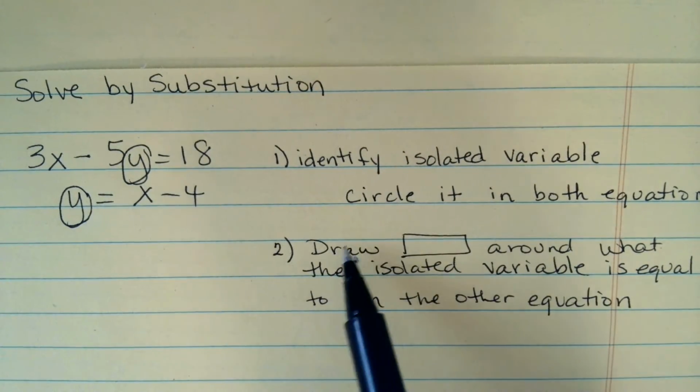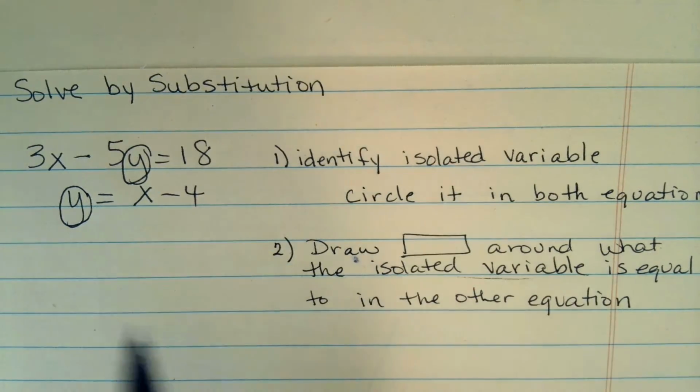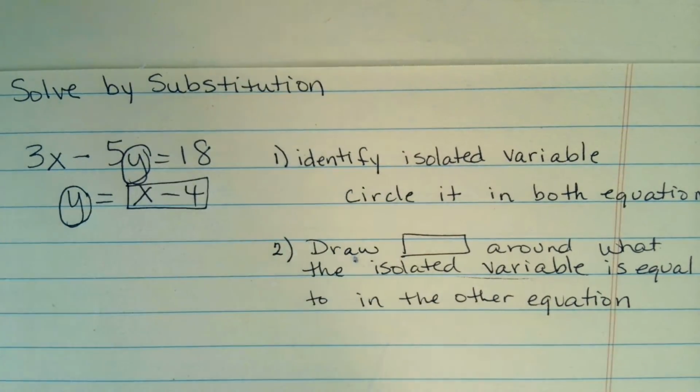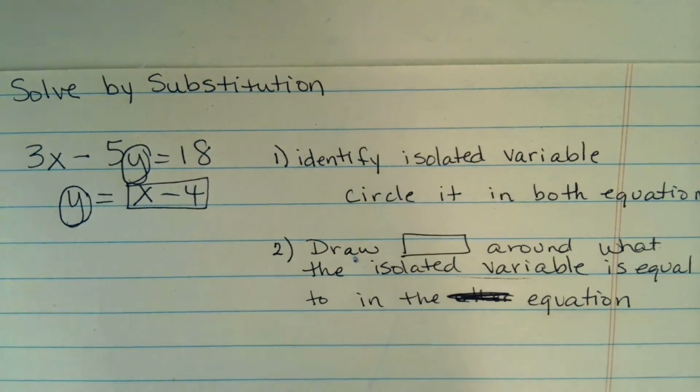Step 2, draw a box around what the isolated variable is equal to in the other equation. So right there in the equation, not the other equation, in the equation. So I did that right there.